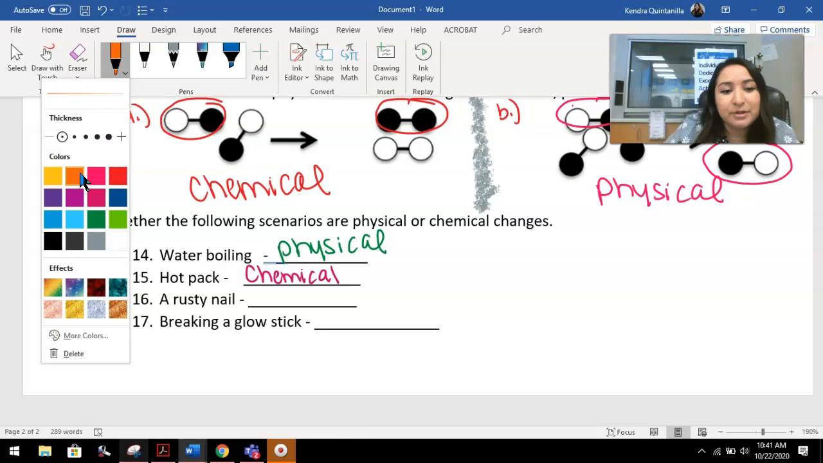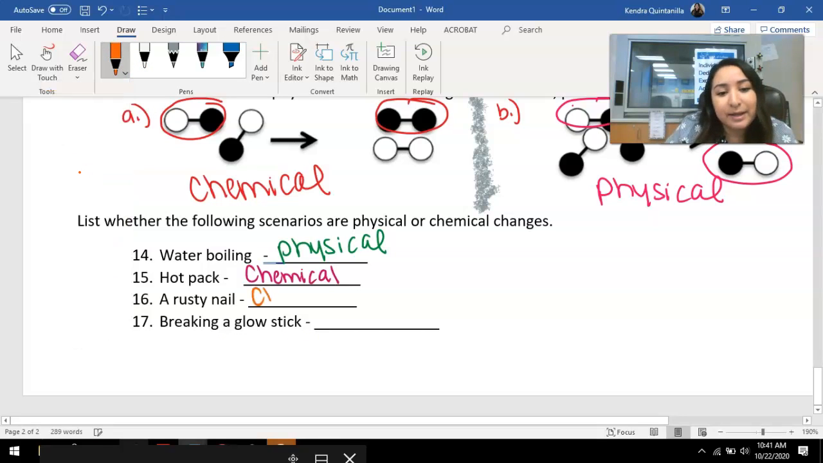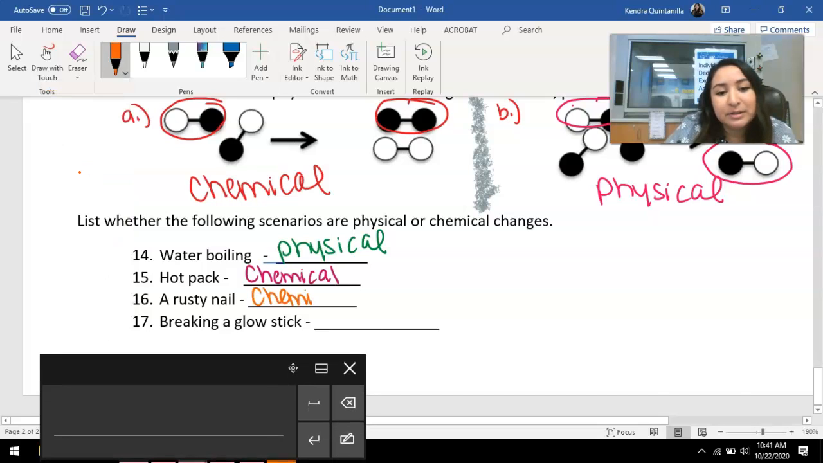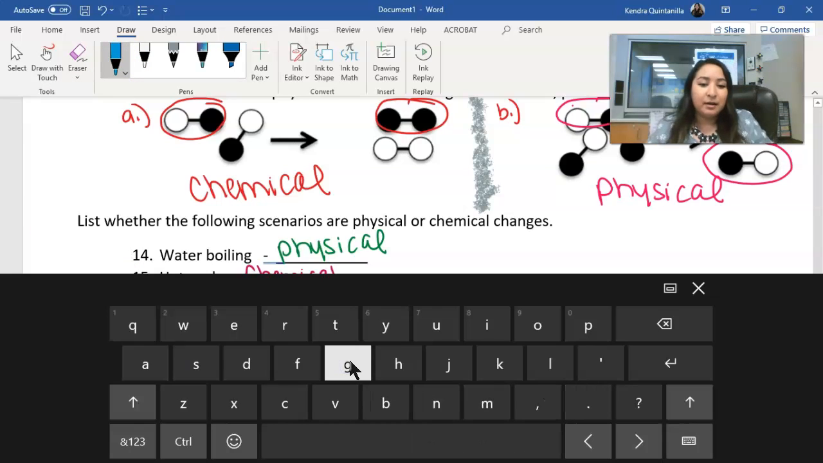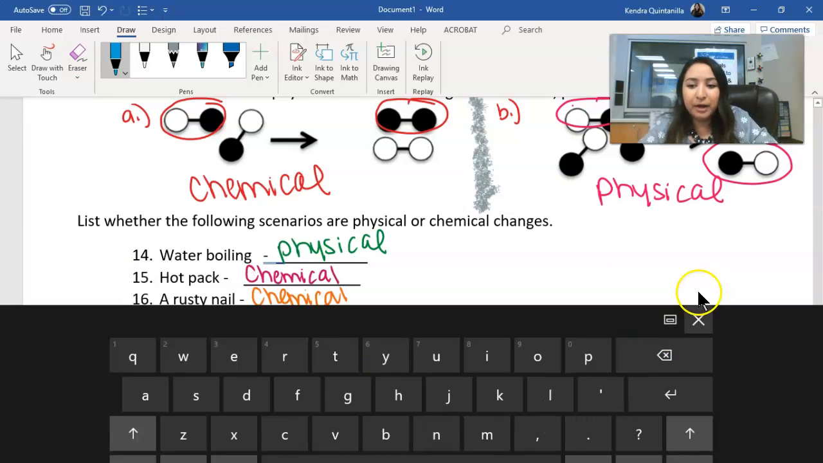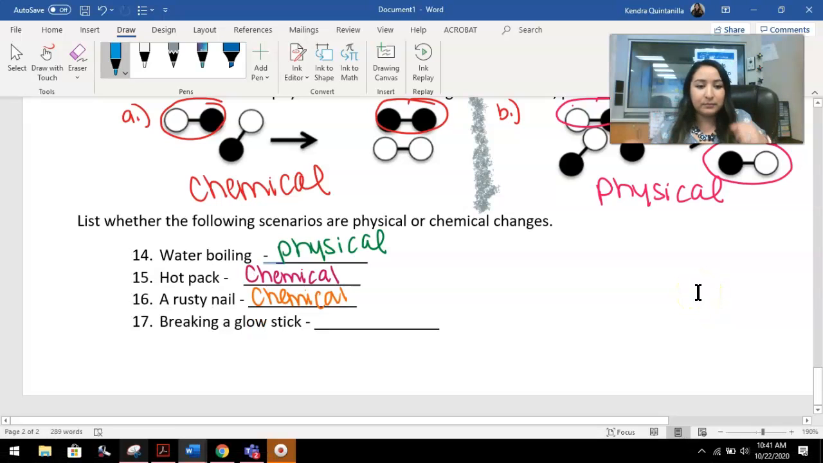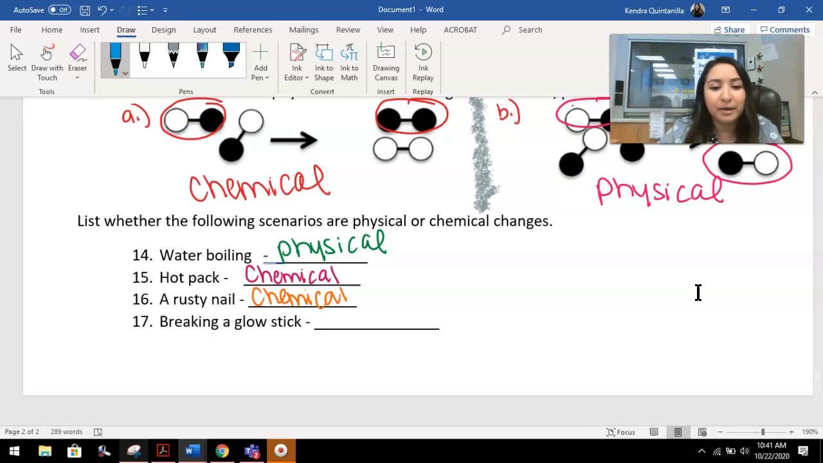A rusty nail. I hope you guys answered that a nail rusting is a chemical change. It oxidizes with the oxygen outside. And last but not least, breaking a glow stick. If you were to have a glow stick and you crack it, chemicals come together. Same thing like the hot pack and the cold pack. It fuses and they react, and that's how you get the luminescence of it. So this is a chemical change.